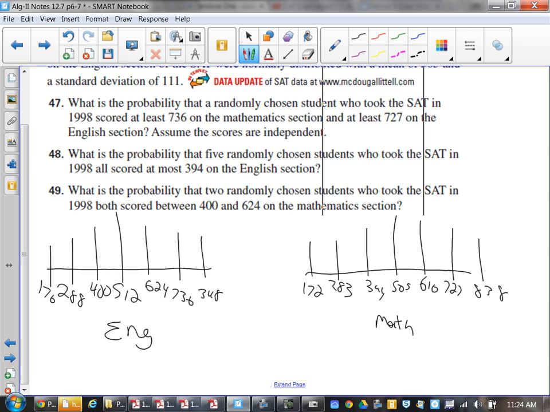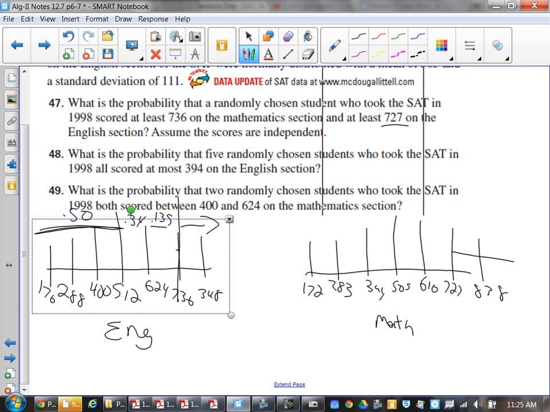Anyway, so let's see. The 736 at least, so this would be the low end on 736. So they want everything going that way. Okay? So from here to here is 50%. Here's another 34. Here's another 13.5. So what's left over will be 1 minus all that. On the other one, you have at least a 727, and it's going to be the exact same percentage, above the second standard deviation.